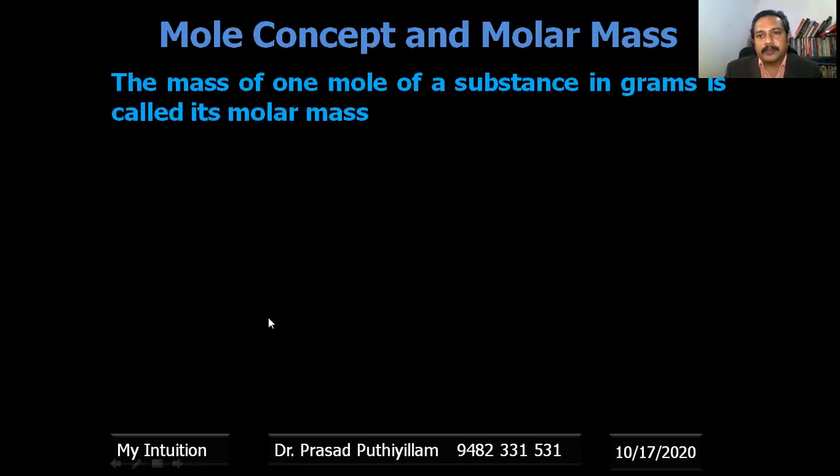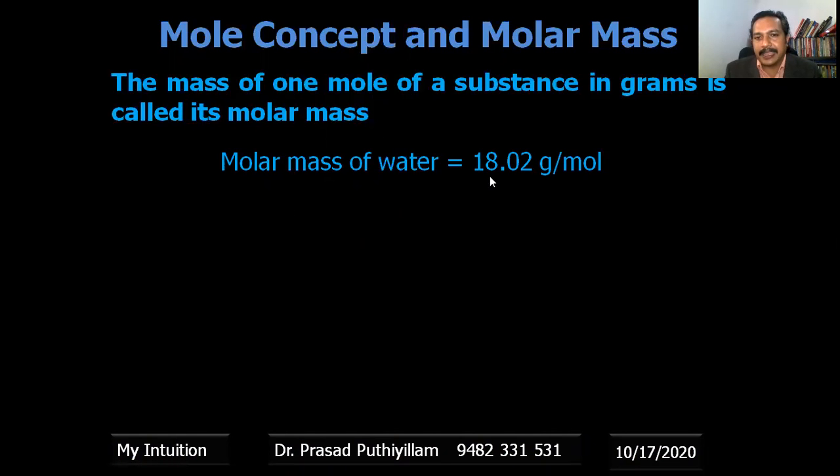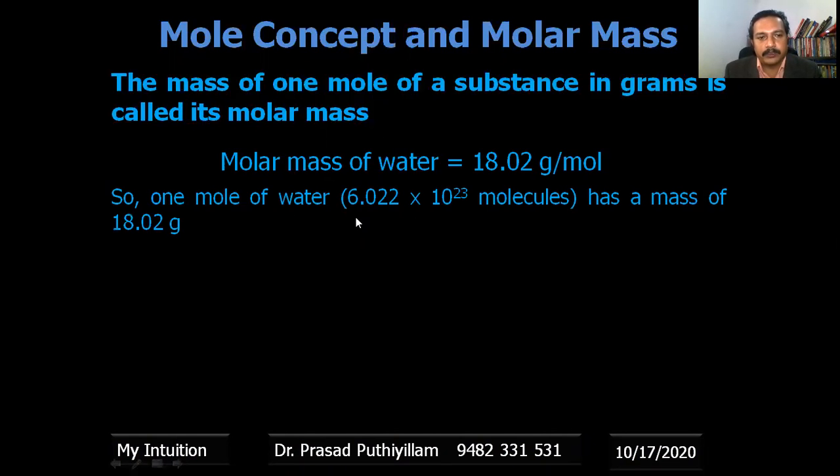So the mole concept and molar mass. The mass of 1 mole of a substance in grams is called its molar mass. So molar mass of water is 18.02 gram per mole. It means 1 mole of water, that is 6.022 multiplied by 10 to the 23 Avogadro number of molecules, has a mass of 18.02 gram. That 1 mole contains 18.02 grams.